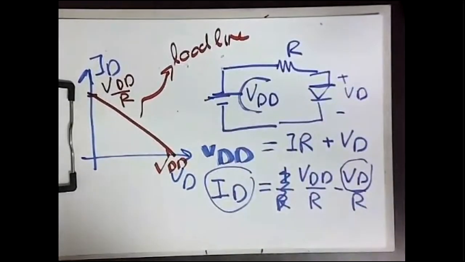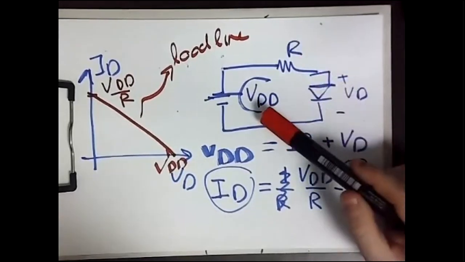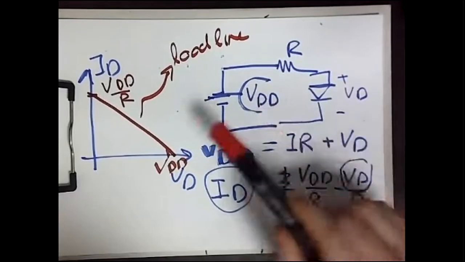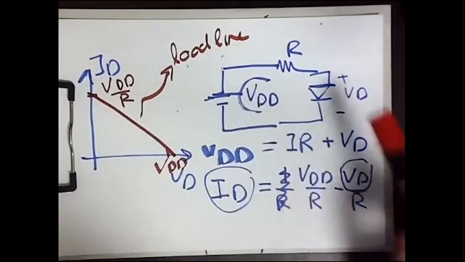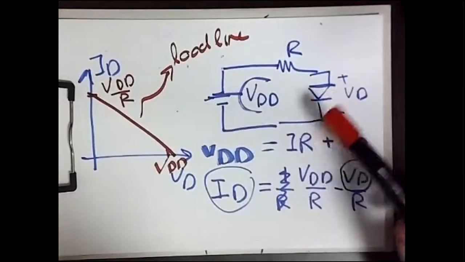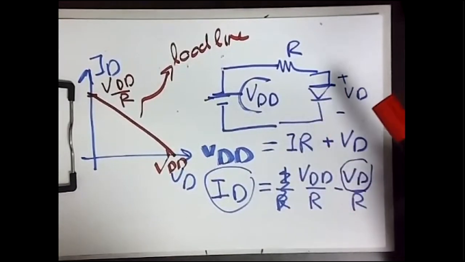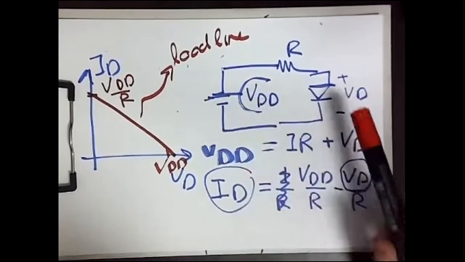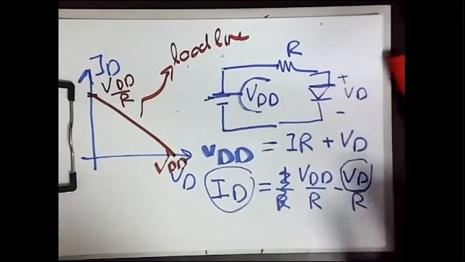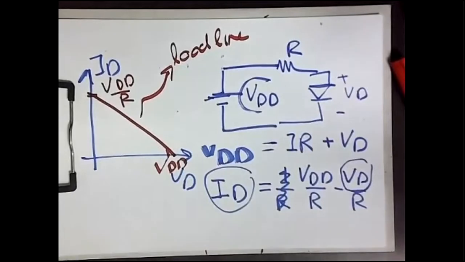Okay, but where is the solution? If I have a value for R and I have a value for VDD, how can I get the current? For example, if this is a circuit in your exam and I told you, please calculate the current, simply the current will be at the operating point. Where is the operating point? Let's see.